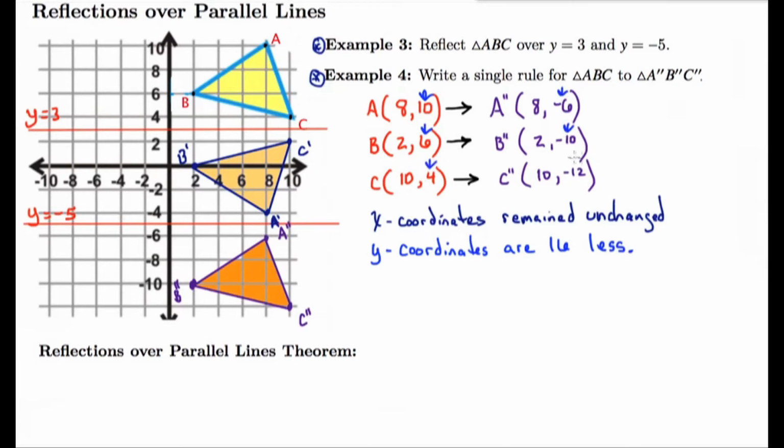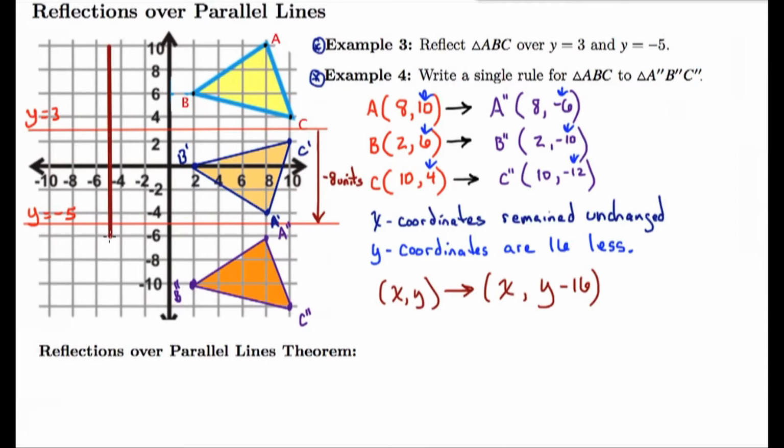It ends up being 16. 16 less, so that slide is going down. So my rule is (x, y) translates to (x, y minus 16). There is a pattern here. You can see the distance between the two horizontal lines is 8. And then the distance we did the translation is 16.